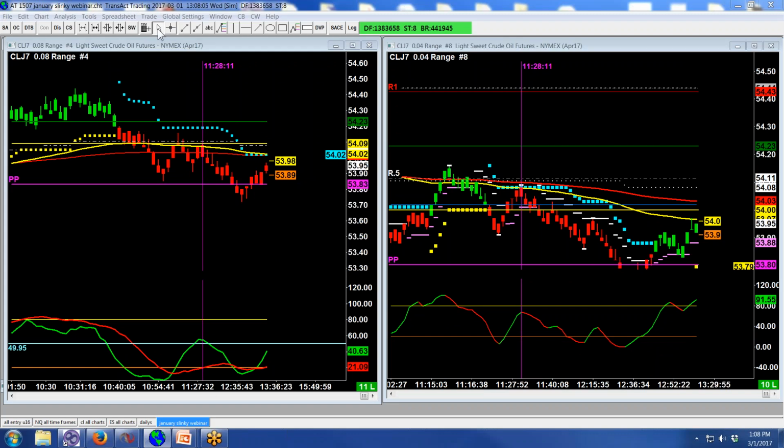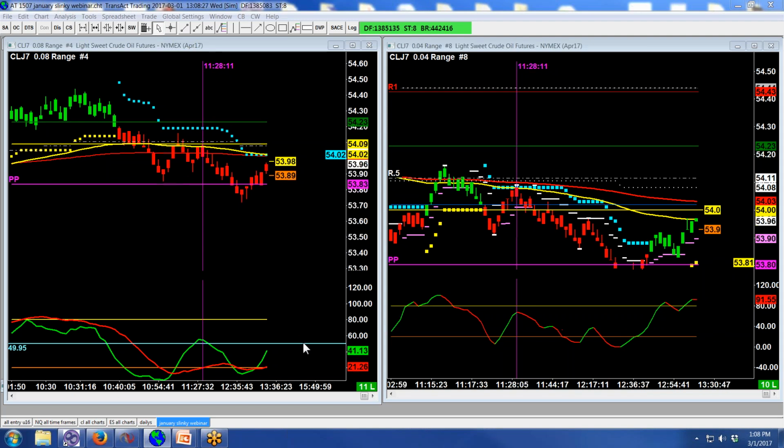So one of the advanced entry techniques doesn't require anything other than what we're already using. I've got my entry chart on the right. This is CL. So I'm using a 4 range for entries on that, and then an 8 range on the left for confirmation. Usually I don't have to have both charts up because I really only need to see the bottom part of this chart, but I wanted you to be able to see the whole picture here and what I was looking at.